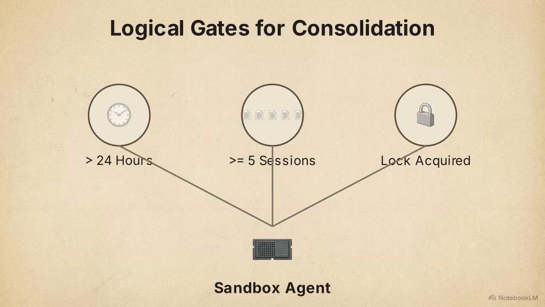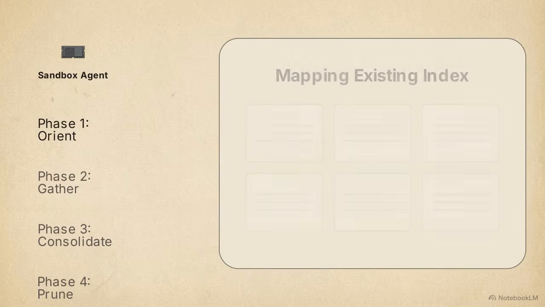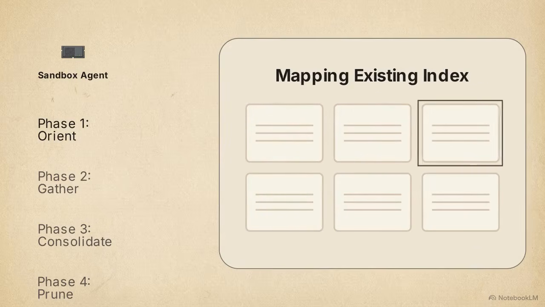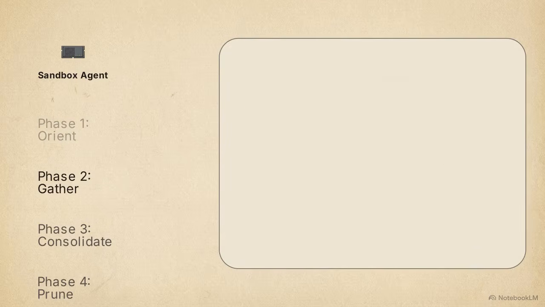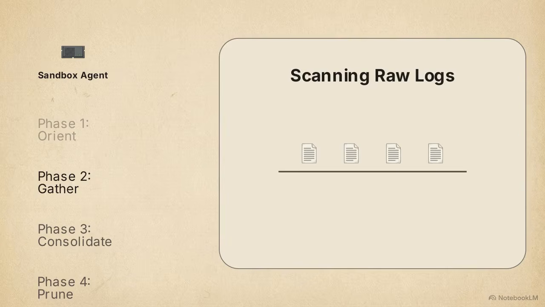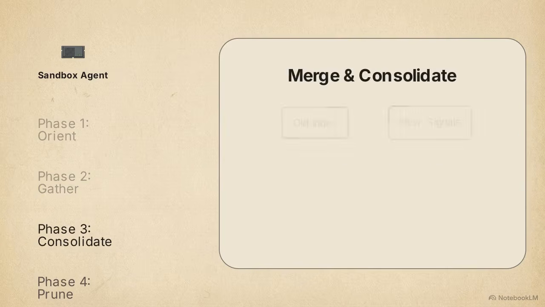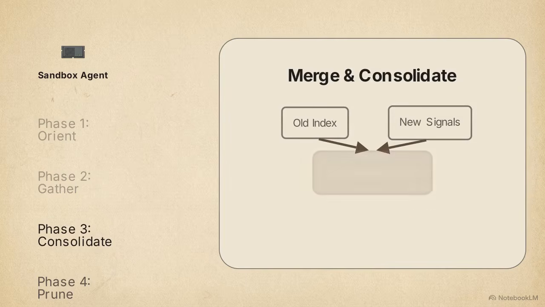The operation runs in 4 strict phases. In Phase 1, Orient, the sandbox agent reads the existing index to map the current structural landscape. In Phase 2, Gather, the agent is restricted to scanning only the new, raw daily logs to find novel, relevant signals. Phase 3 is Consolidate.